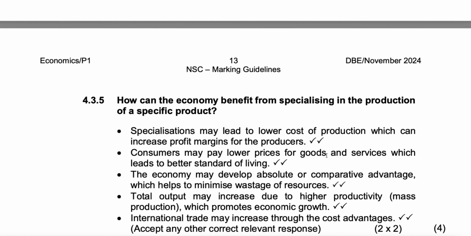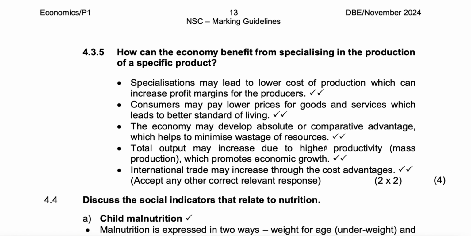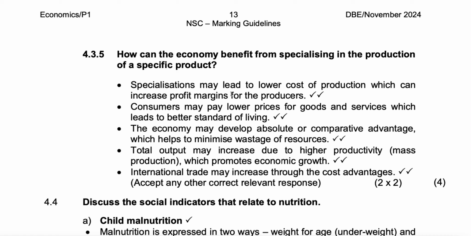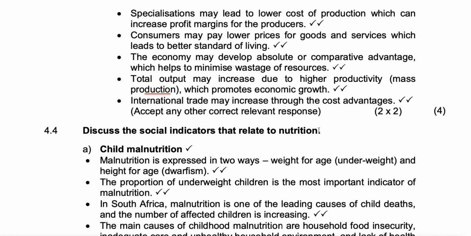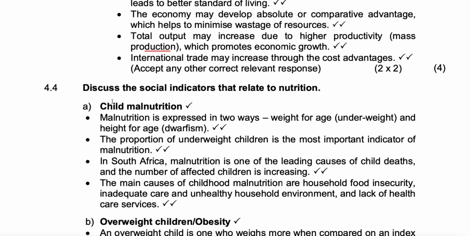Okay, so let's look at our answers. The first one is the one that we were talking about. Did we do this one? Benefits of specialization. Yeah, we did. Okay, specialization may lead to lower costs. Yes, like I was saying, economies of scale. It can lead to mass production, as you see here. Consumers may pay lower prices. That's a good thing. The economy may develop absolute or comparative advantage. I mentioned something along those lines. The total output may increase due to higher productivity, and then international trade may increase through the cost advantage.